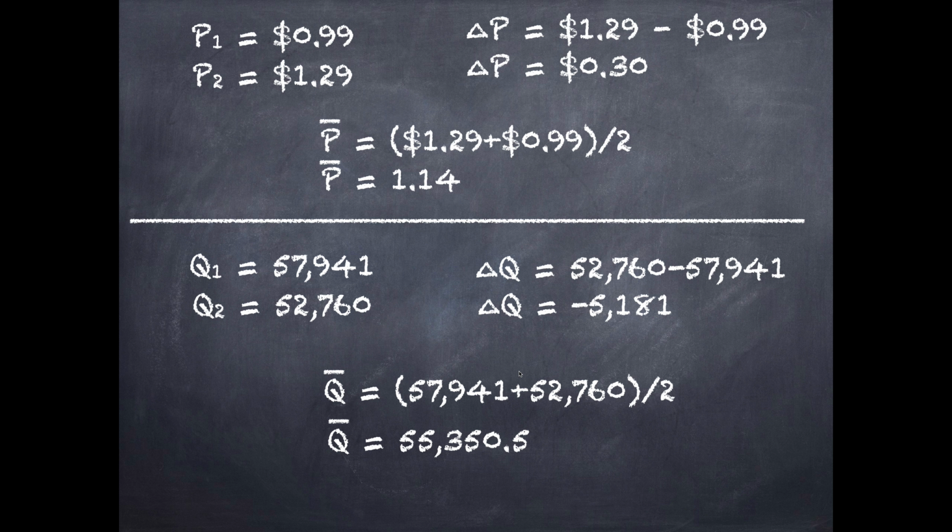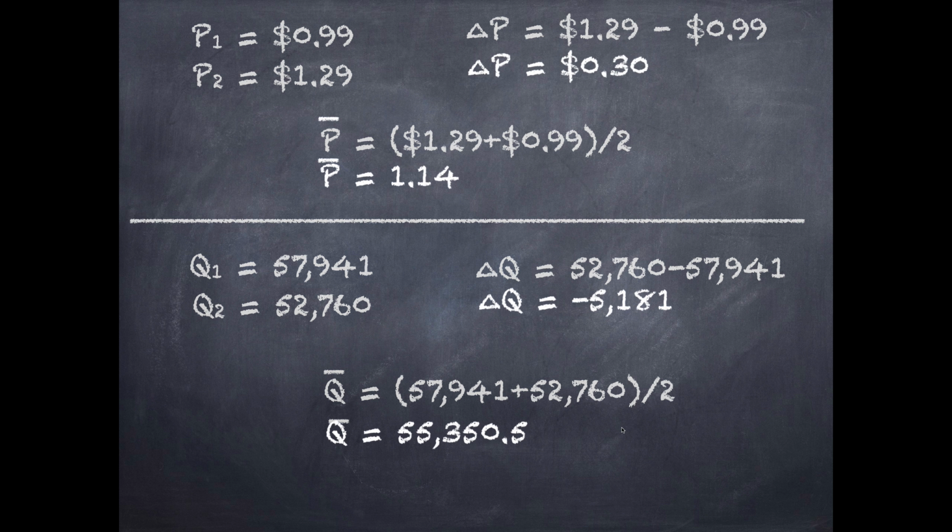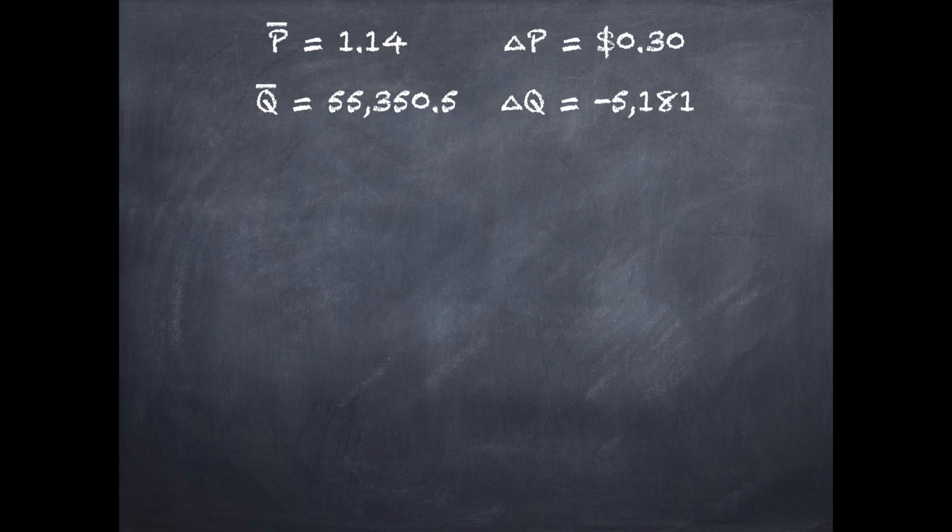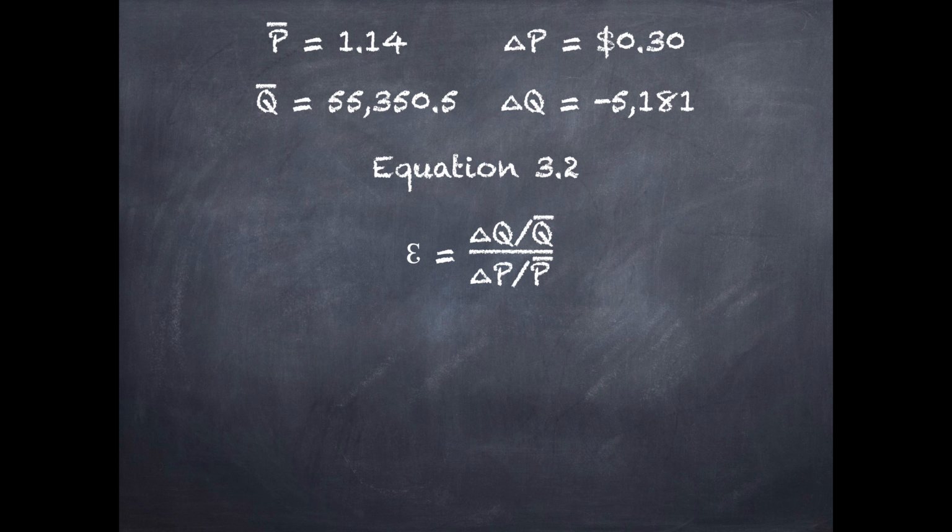So we have those calculations of the change in P, the average of price, the change in quantity, and the average of quantity. So with those pieces of information, we can move forward in calculating the arc elasticity. So the equation we're going to use is 3.2 from the textbook. And that tells us that the arc elasticity, which we will refer to as epsilon, is the change in Q divided by the average of Q, and that is over the change in P divided by the average of P.